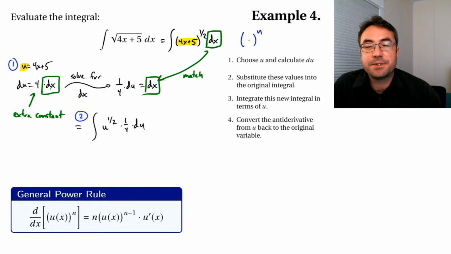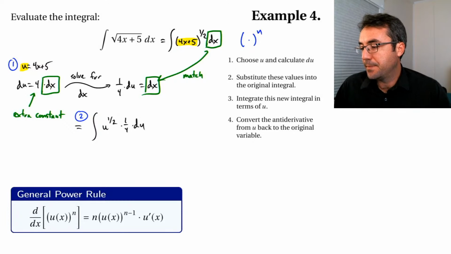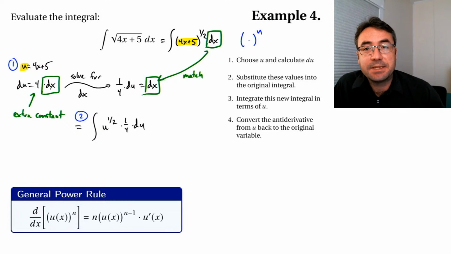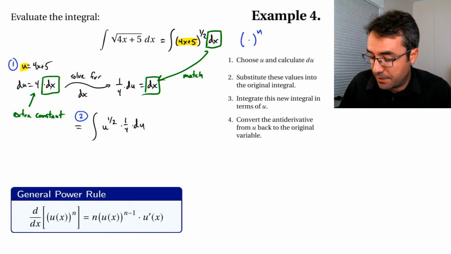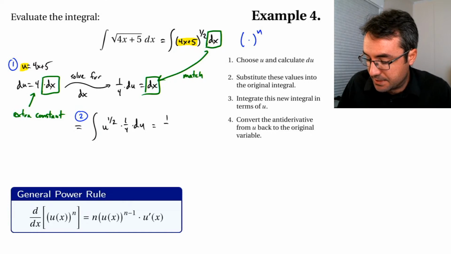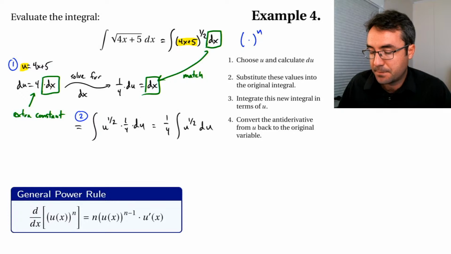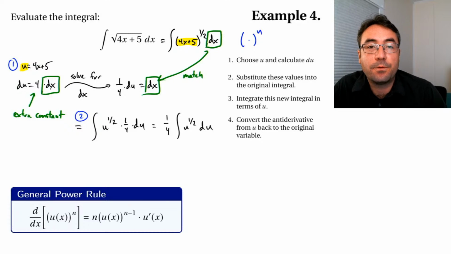So I get this simplified integral of u raised to the 1/2 times 1/4 du. And that's what we're trying to do now. So I've substituted in those values. That 1 over 4 now is just a constant multiple. So maybe to help us out, we can move that in front of the integration. So we can move constant multiples outside of the integral sign. So that becomes just 1 over 4 times the antiderivative of u to the 1/2.